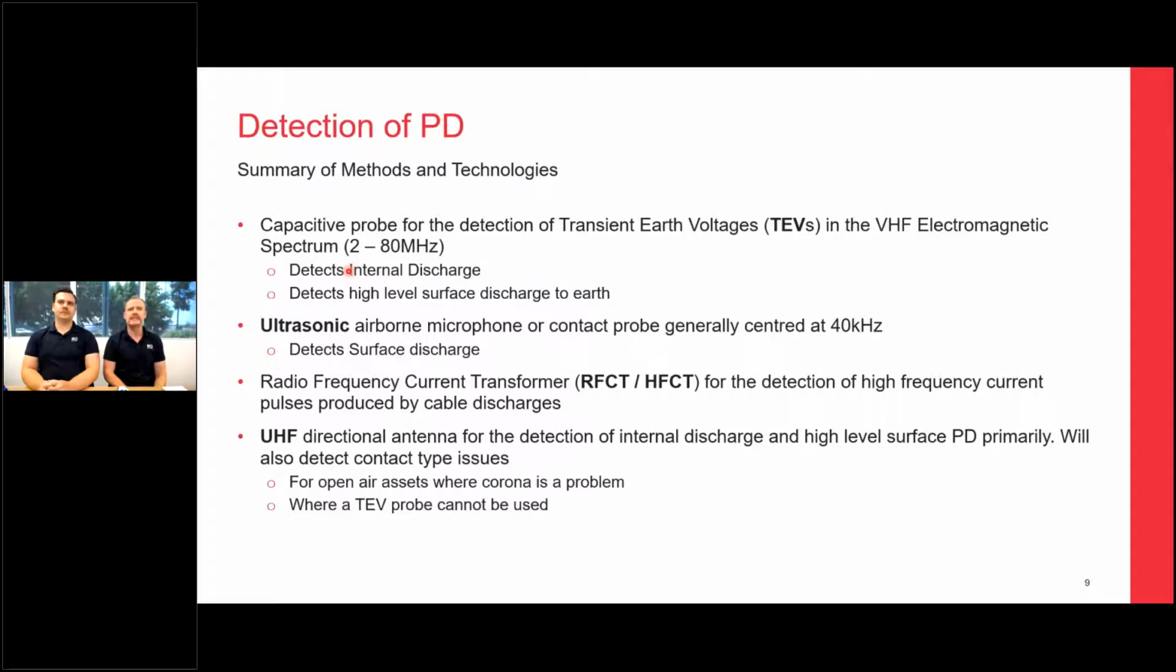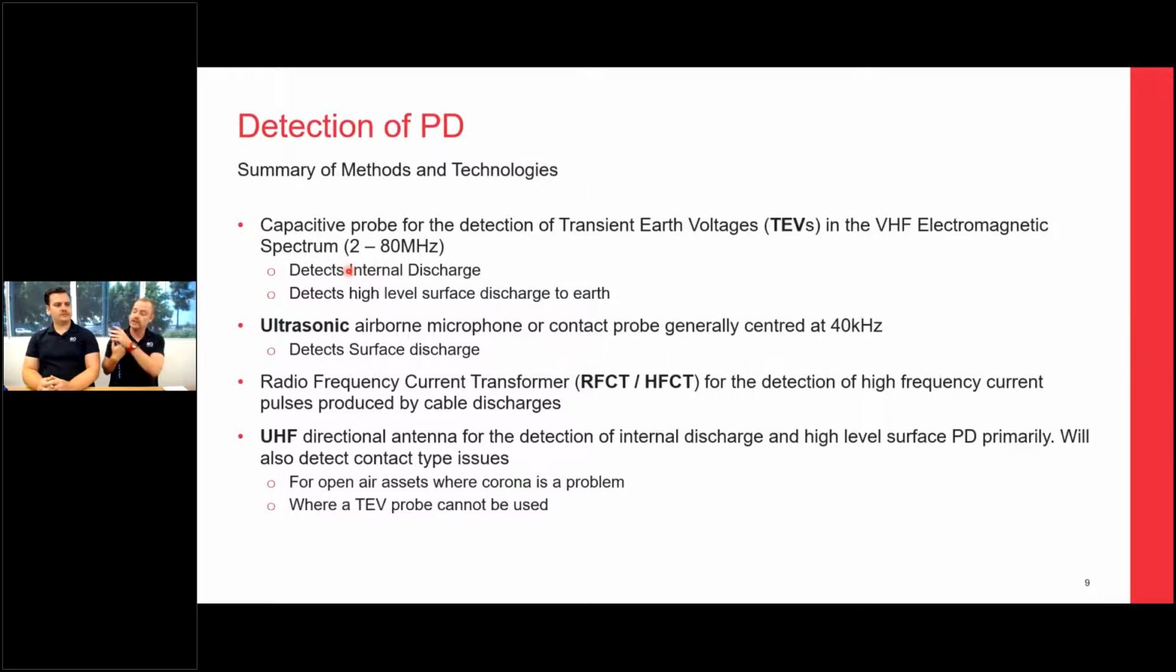So the first one is TEV. What TEV stands for is transient earth voltages. The easiest way to explain transient earth voltages is a tiny little voltage that appears on the outside of your switchboard or your high voltage cable because of PD that's occurring on the inside of your switchboard or your high voltage cable, or whatever the asset may be. The way to detect the TEV signals is simply to get an Ultra TEV Plus 2.